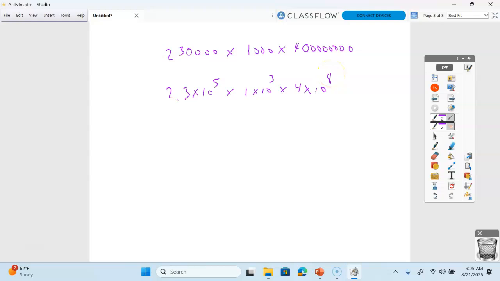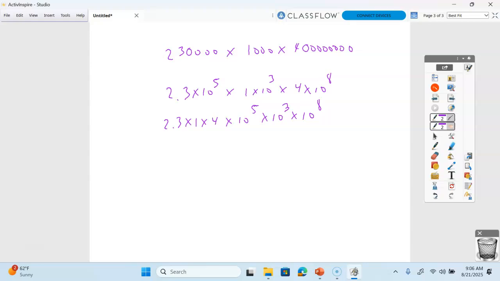So far, so good? Okay. Now, you know, because your math teacher beat this into you, that you can multiply in any order you want, right? So I'm going to multiply by doing 2.3 times 1 times 4 times 10 to the 5th times 10 to the 3rd times 10 to the 8th. It might not seem obvious why that's a good thing. But what's 2.3 times 1, everybody?